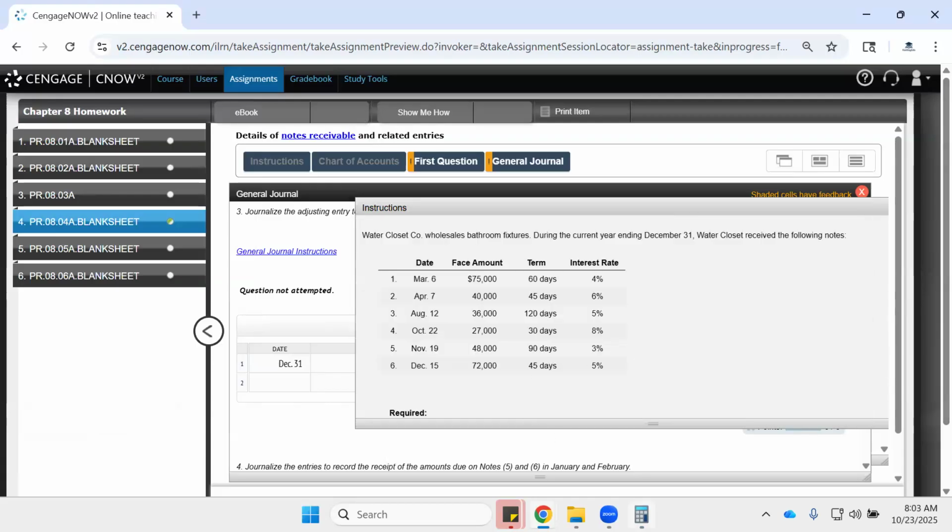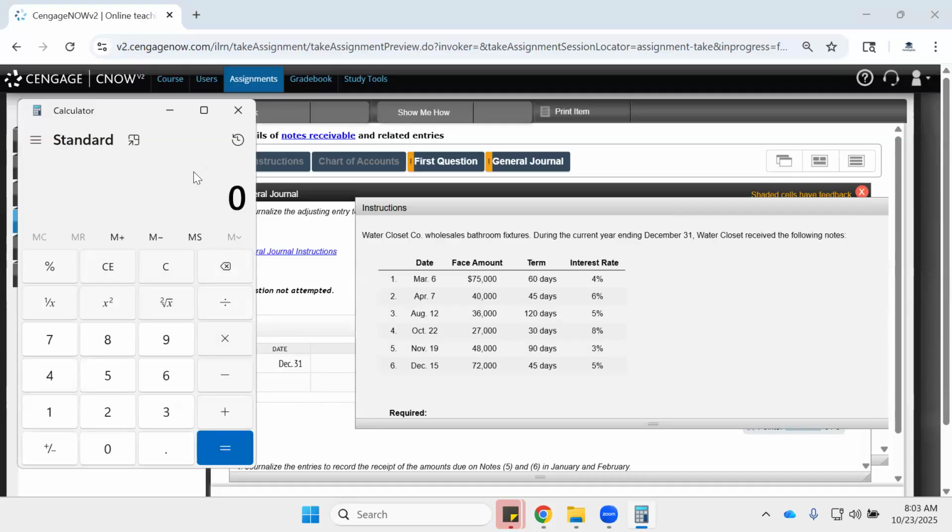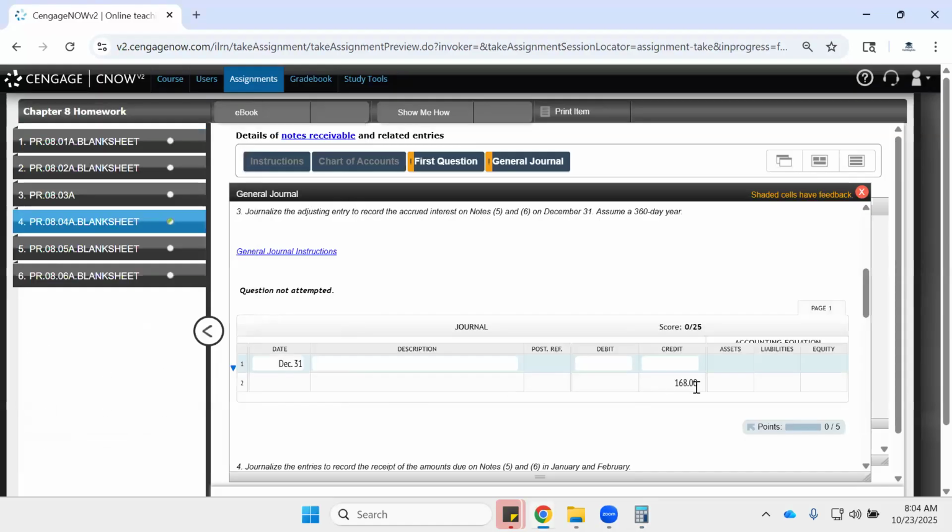And then December 15th, 31 minus 15, 16 days. Okay, so we have $72,000 times 5% divided by 360 times 45. It's 450. Oh, it'd be $10 a day times 16 plus 168. And then we get our interest of $328.